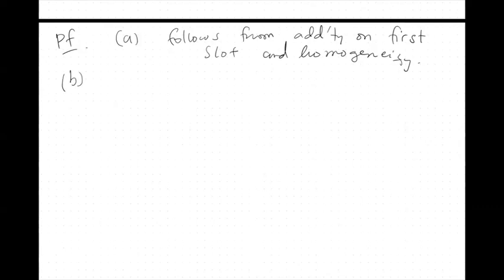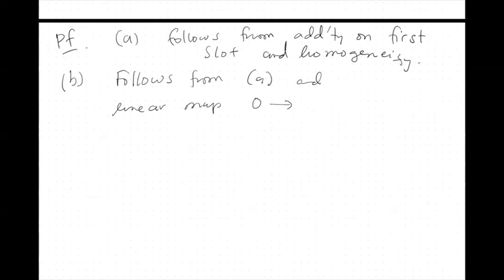For letter B, this follows from A, and then linear maps map 0 to 0. That is the fact we use: linear maps map 0 to 0. For letter C, we get something similar and then apply conjugate symmetry. I just leave this for reading and verification.